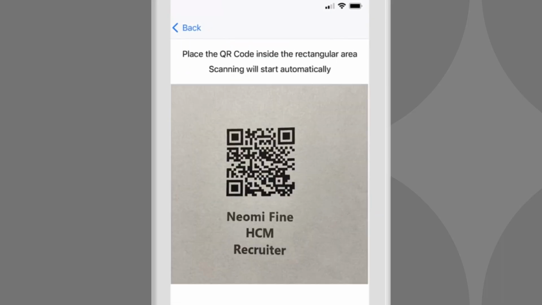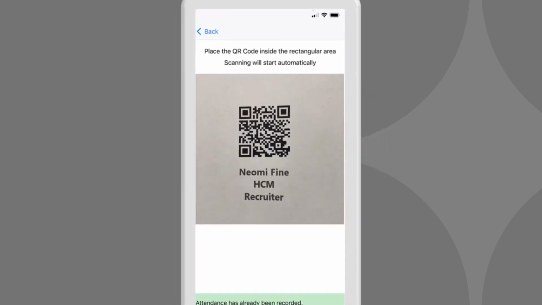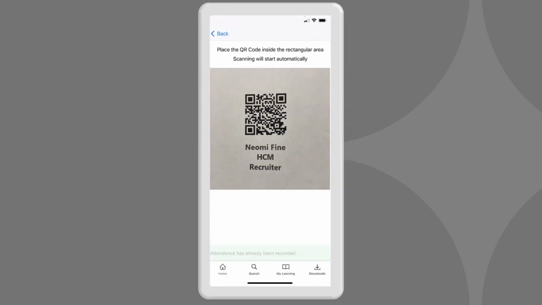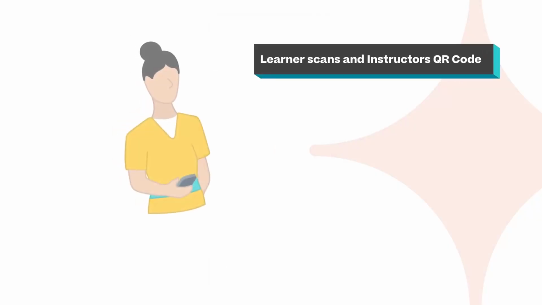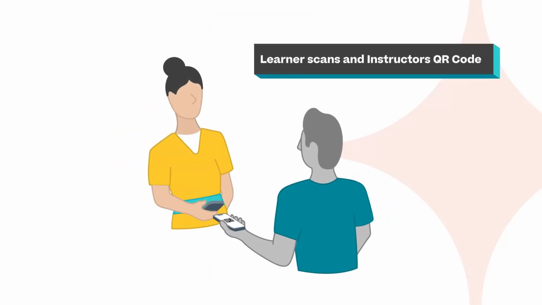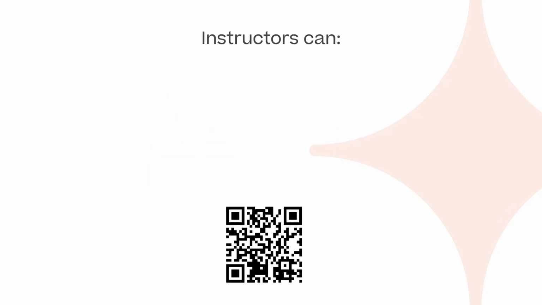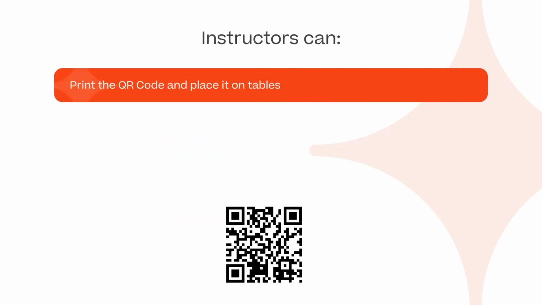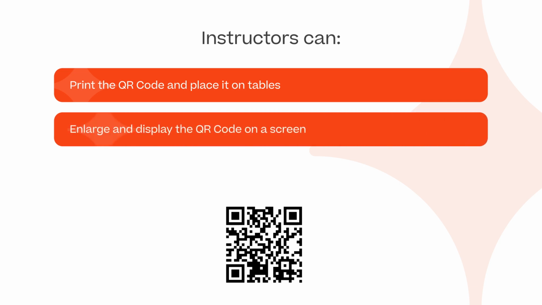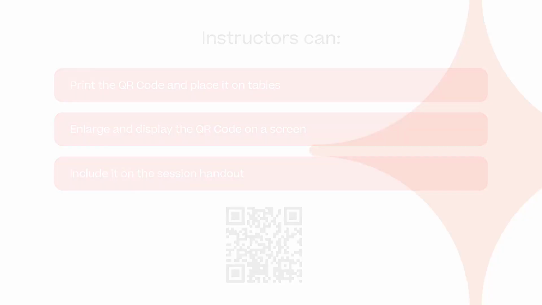Once they've selected the session, a scan window will appear, and they can scan the learner's QR codes with their smartphone cameras. If the plan is for the learner to scan an instructor's QR code, the instructor will need to provide the unique QR code affiliated with that session part to the attendees. To simplify this process, the instructor could print the QR code and place it on tables, enlarge and display the QR code on a screen, or include it on the session handout.